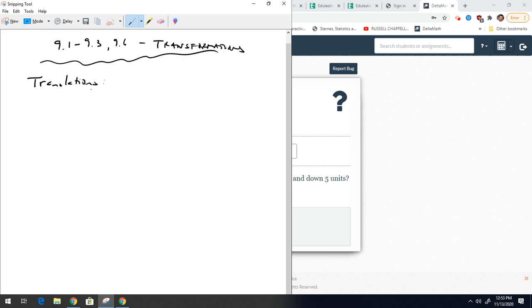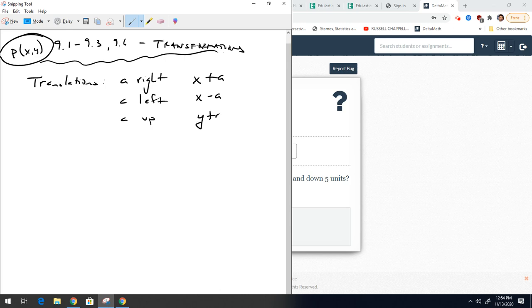So in all of these cases, we are starting with a point x comma y. That's our starting point, and we want to know what happens. Well, if you go a units right, you're going to take your x and you're going to add a. If you go a units left, you're going to take your x and subtract a. If you go a units up, you're going to take your y and you're going to add a. If you go a units down, you're going to take your y and subtract a. So there's your translation rules.